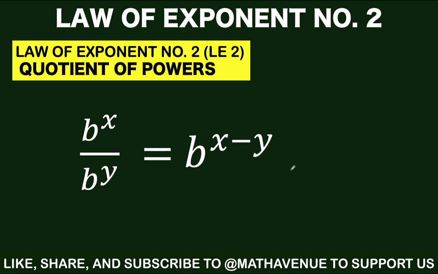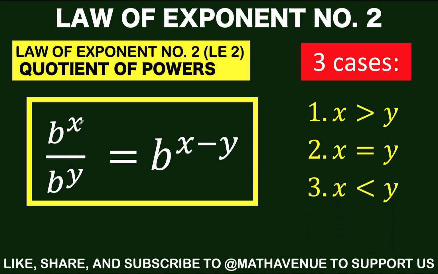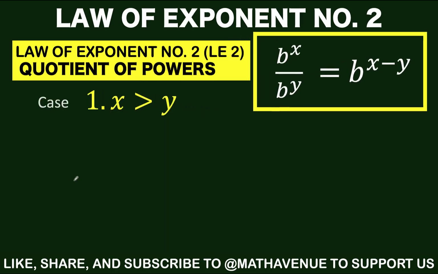But there are 3 things that can happen here. Number 1 is when the exponent in the numerator is greater than the exponent in the denominator. Number 2 is when the 2 exponents are equal. And number 3 is when the exponent in the numerator is lesser than the exponent in the denominator. So let's look at the first case.